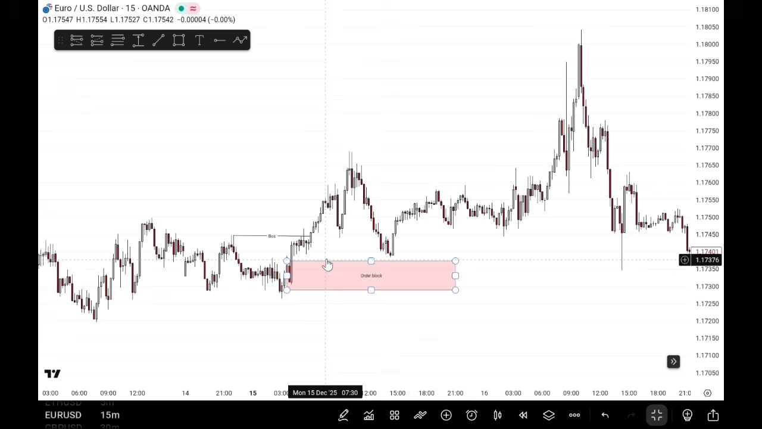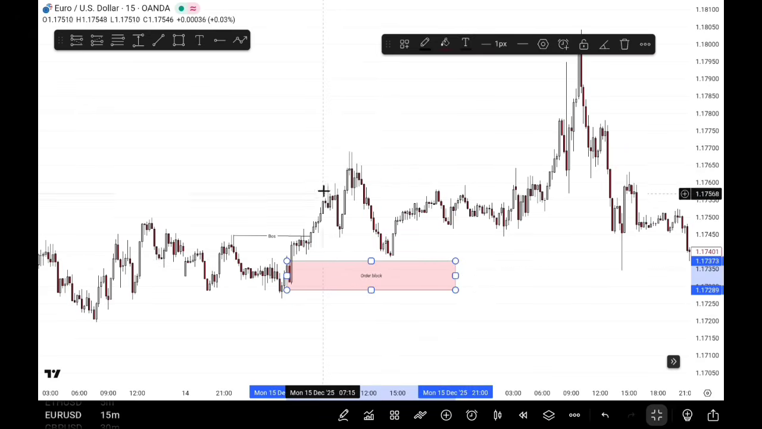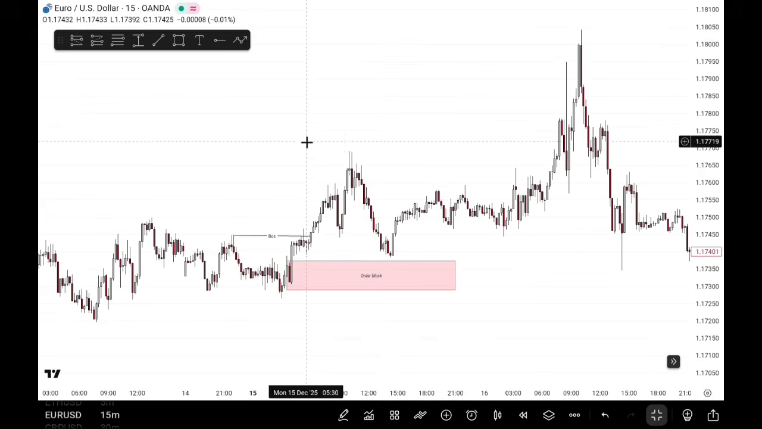So we have many entry models in SMC. We have the fair value gap, we have the breaker block entry, we have the FVG, and we also have the order block. But I usually use the order block as my entry model. I prefer using the order block as my entry model to take a particular trade, right?